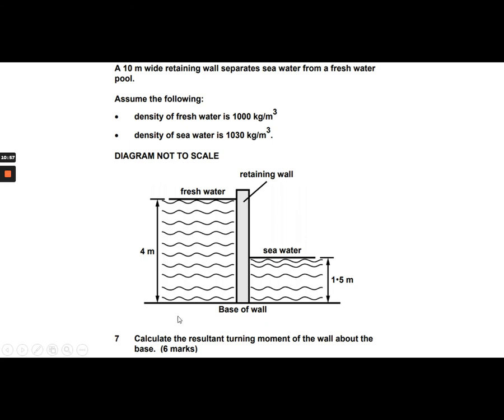So F equals rho g AX on the left hand side. Rho, it's fresh water, so rho's 1000. G, 9.81. A, 4 times 10. X, halfway up, 2.